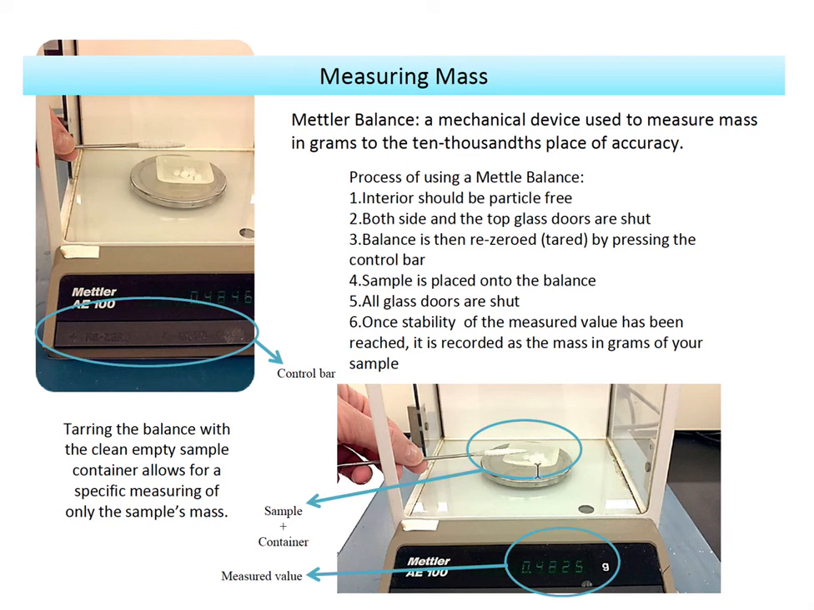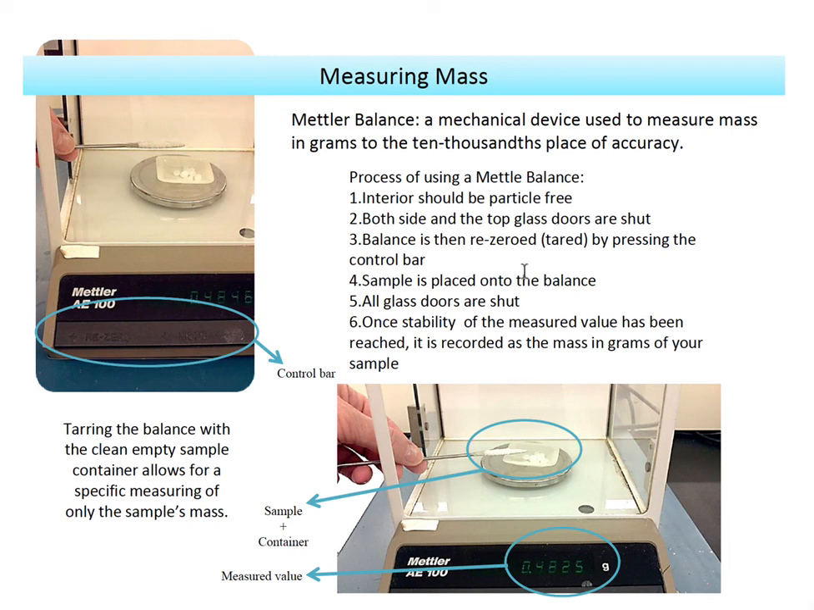But when you are measuring, you want to make sure that your balance is clean, particle-free. You want to make sure that both sides of the top glass doors are shut. These are for really accurate balances. We have what you call top loaders, meaning they don't have the glass doors. But the doors help to prevent fluctuations in air current, so these are really exact.